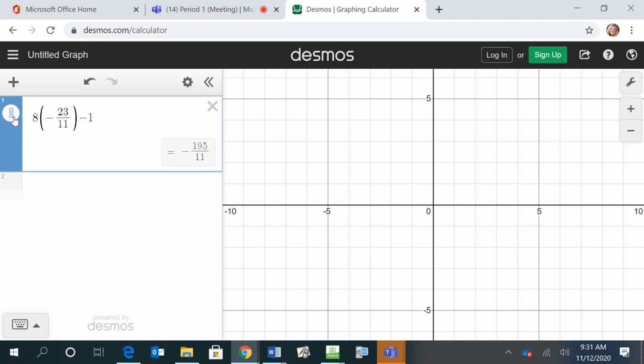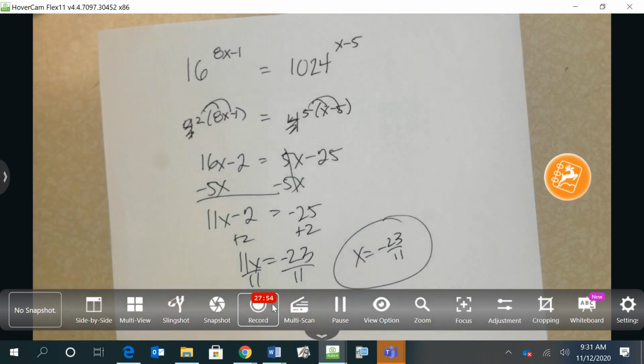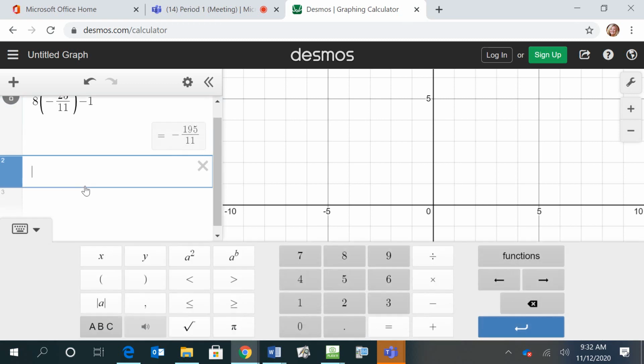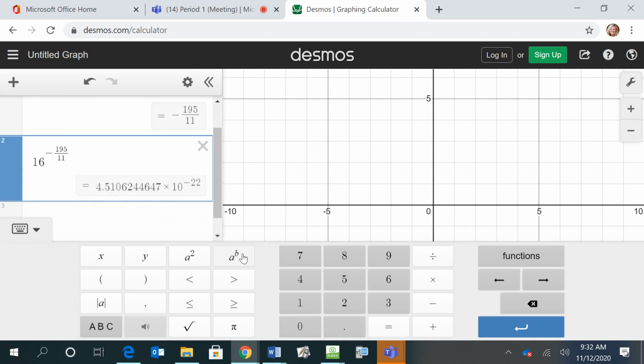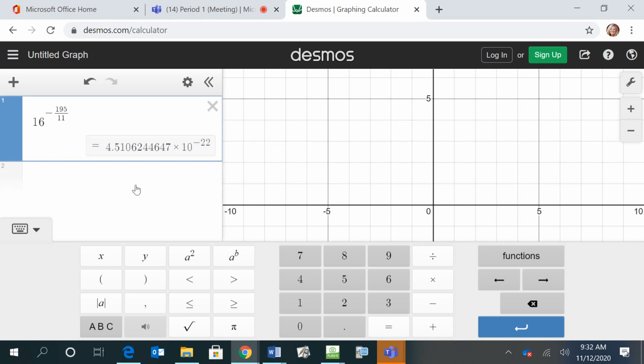Okay, so I know that I want 16 raised to whatever value right now is in decimals. That means on the left-hand side there is a value of, although it may be very ugly, okay, that's what we have on the left. If negative 23 over 11 is correct, we'll find out in just a second.